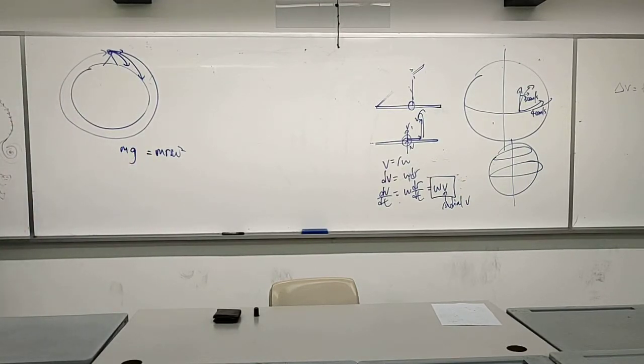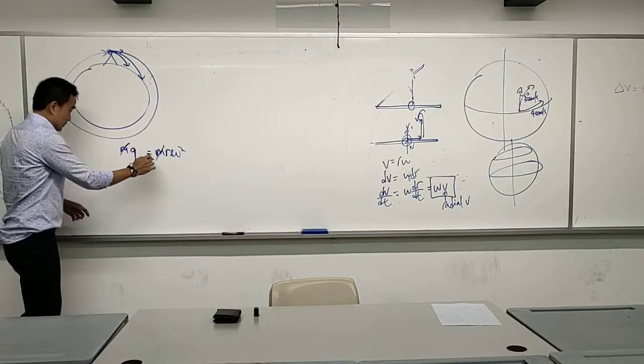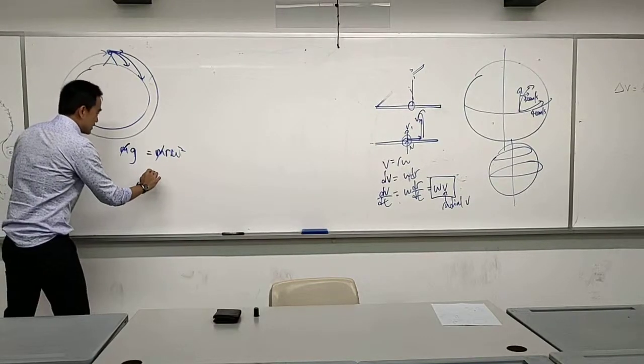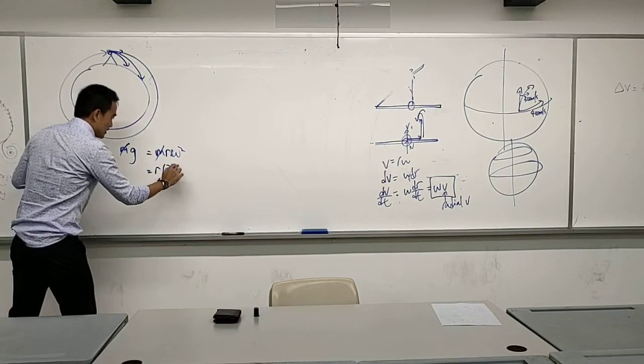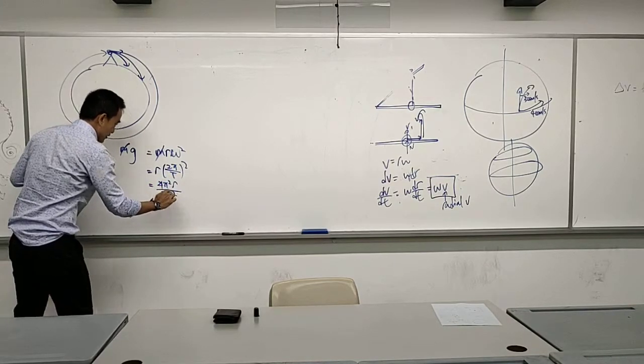Because the only force acting on an object is weight, and since the object is going through circular motion, this must be true. Okay? Now, therefore, this is r (2π/T)², which is 4π²r/T².